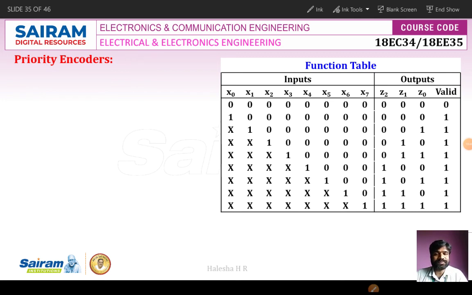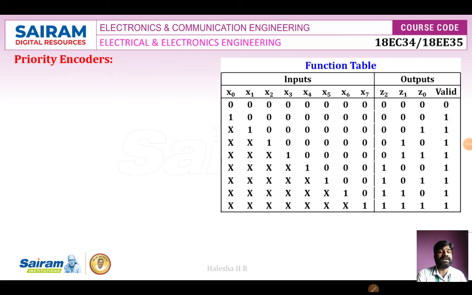Similarly, observe the next row. x0 is don't care, x1 is don't care. They can be either low or high. If x2 is high, the output corresponds to x2, that is 0, 1, 0. Similarly, observe the last row. From x0 to x6 are don't care; either can be 0 or 1. If x7 is 1, the code corresponds to x7, that is 111. So the valid output distinguishes the case where no input is selected from the case where x0 is selected.